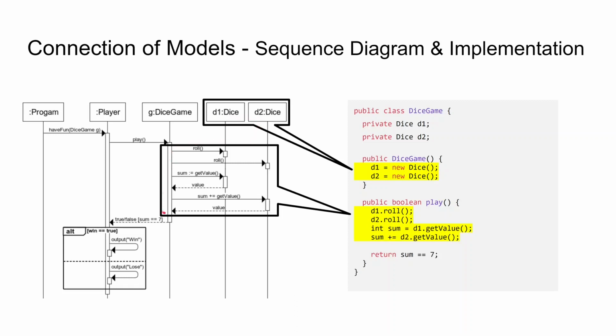We show the actual implementation by showing that the dice game object called G is involved, and the first thing that happens is that it sends a message roll to the D1 object, and this is implemented in this line. And then it sends the message roll to the D2 dice object, and that's this line. And then it gets the value from the first dice and gets the value from the second dice. So it's quite detailed in this case and shows more or less the exact implementation.